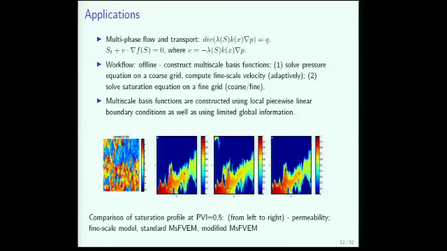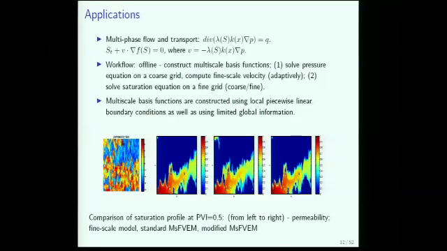So what do you do here? The workflow is the following. You take S at initial time, you build a basis function based on K, and then you use the flow equation on a coarse grid, compute the fine scale velocity, for example, and you update your saturation front, and then you use the same basis function you have to solve pressure.